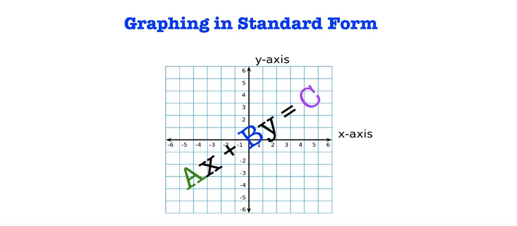So as we know, standard form is another form we use to represent linear equations. Standard form is represented by the equation ax plus by is equal to c, where a and b are coefficients, c is a constant and a constraint. So as we know, when we write in standard form, a, b, and c are all integers, and a cannot be negative.